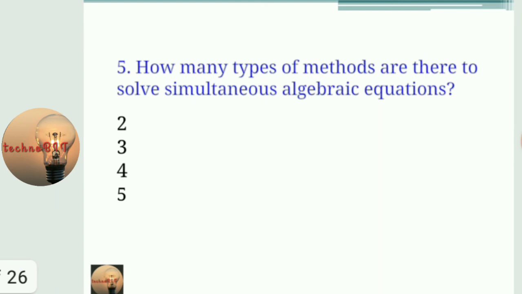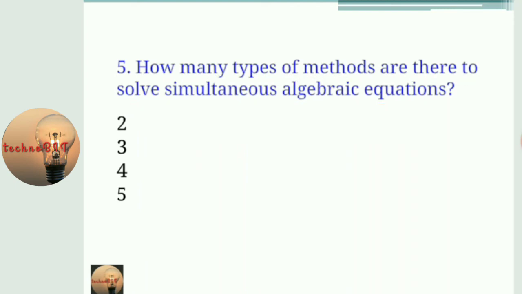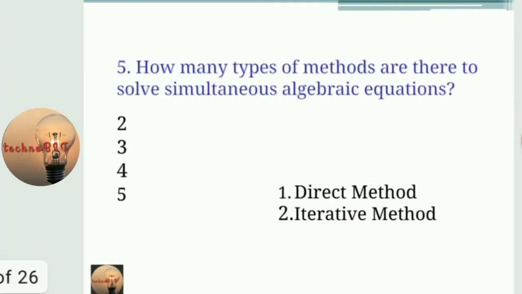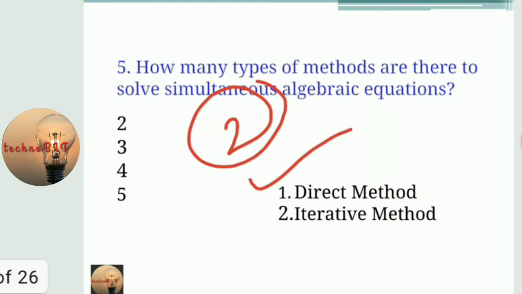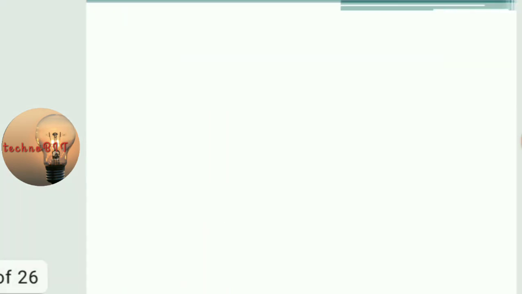Now next question, number 5. How many types of methods are there to solve simultaneous algebraic equations? कितने टाइप के मेथड्स हैं हमारे पास algebraic equation सॉल्व करने के लिए? For this we have two methods. First is the direct method and second is the iterative method. So we have two types of methods, so this is our right option. Clear? Now next question.